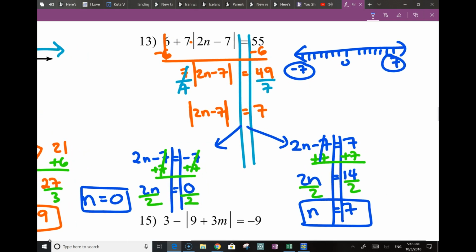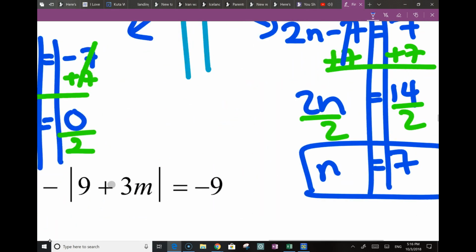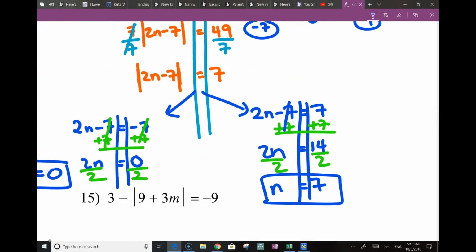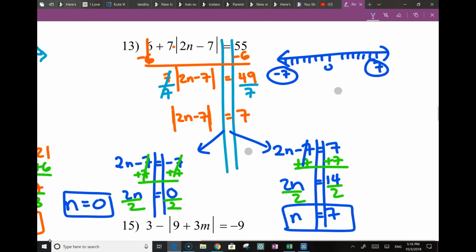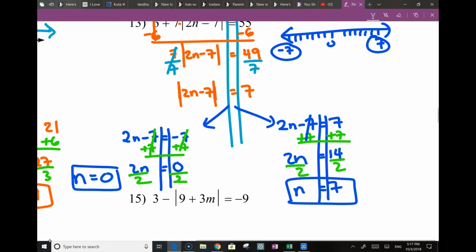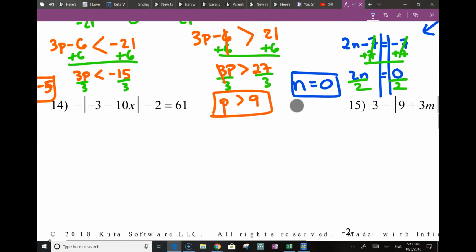Okay, so those are both my answers, and I need to indicate both of them are my answers. If I only put 0 or I only put 7 and I don't include the other one, then I'm not being quite fair to its partner, am I? So I need to understand that the distance from 0 is bidirectional. You can be on the right side and left side, and that's why, because you have 2 directions, you have to have 2 answers for this particular equation. There are some exceptions, but I'm not going to go into that at this moment.